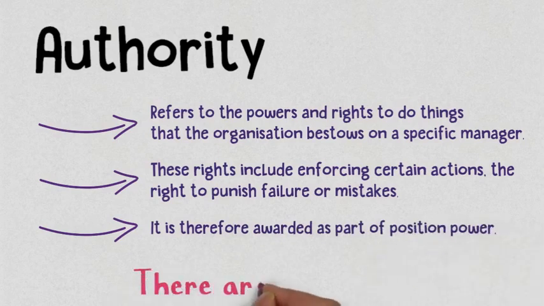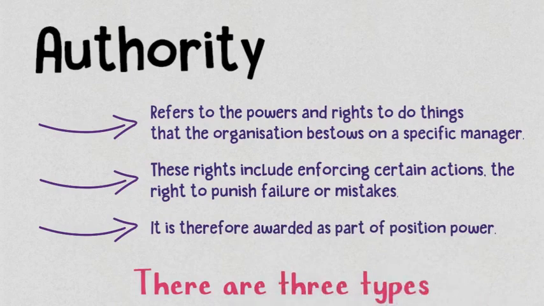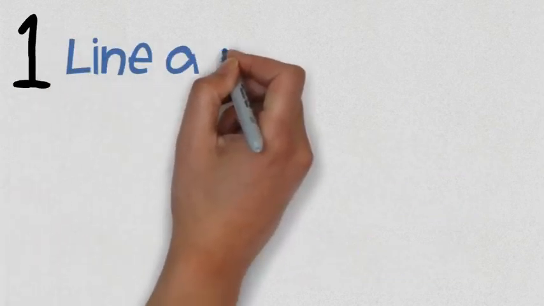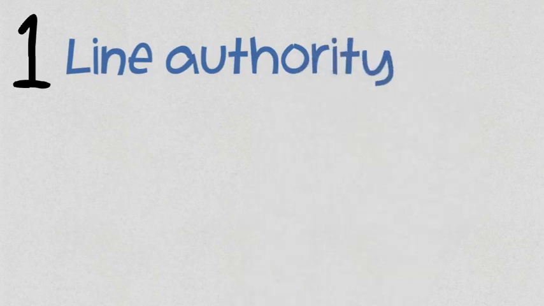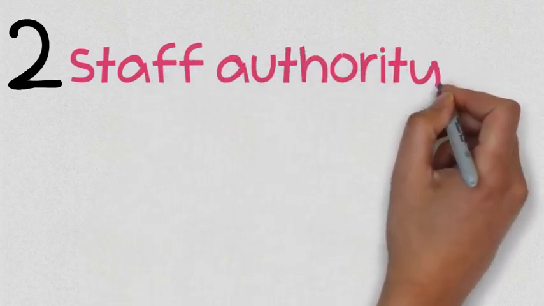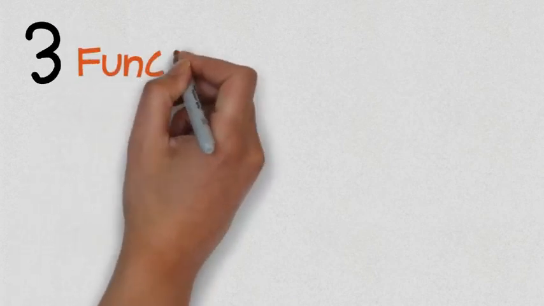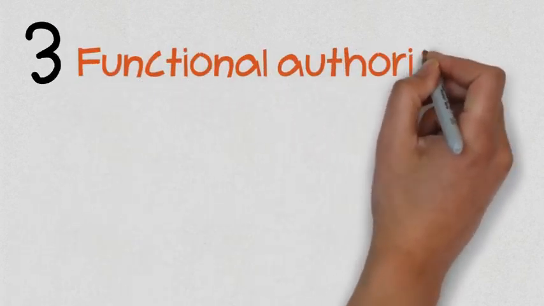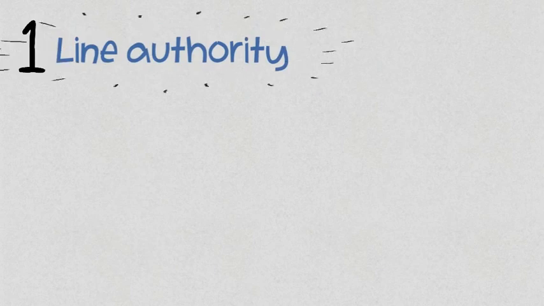There are 3 types of authority that exist. The first type is known as line authority. We will also look at the second type, known as staff authority. The third type of authority is known as functional authority.